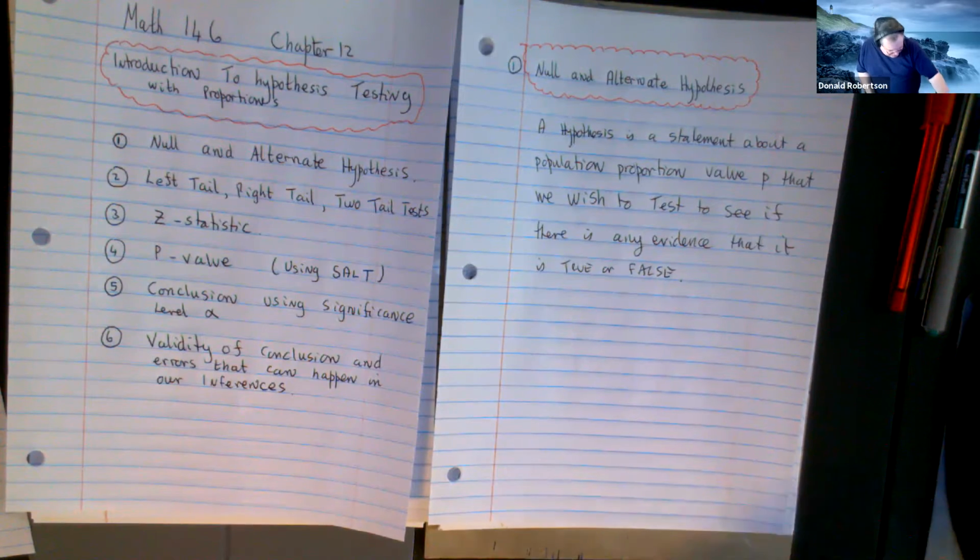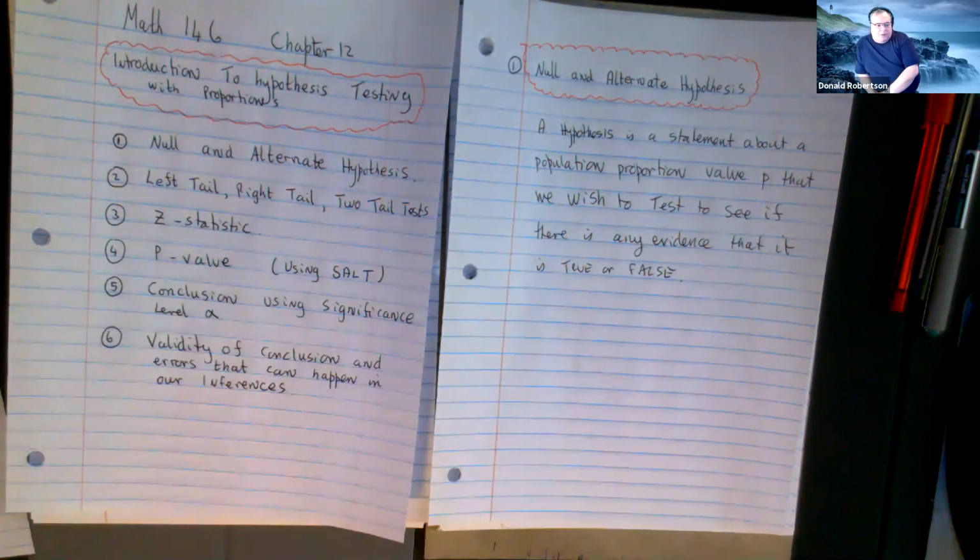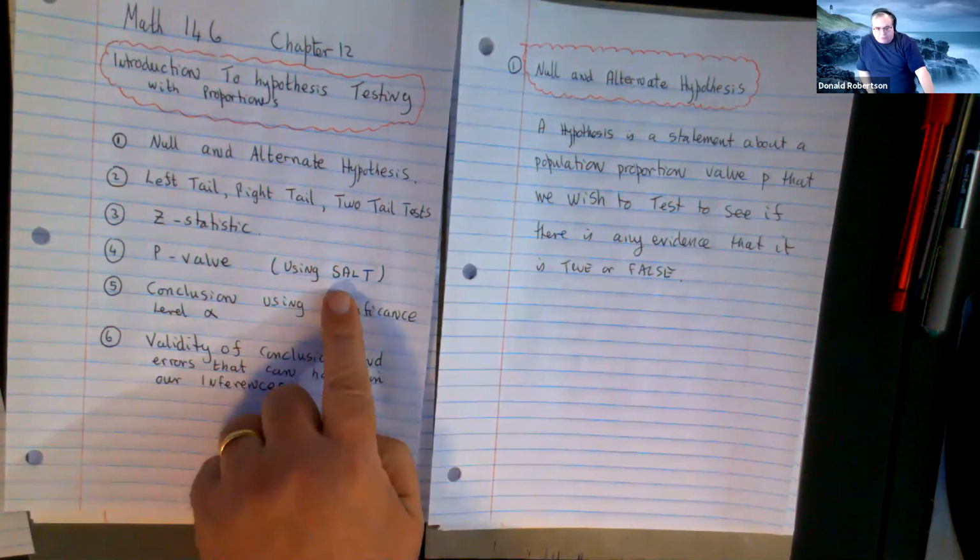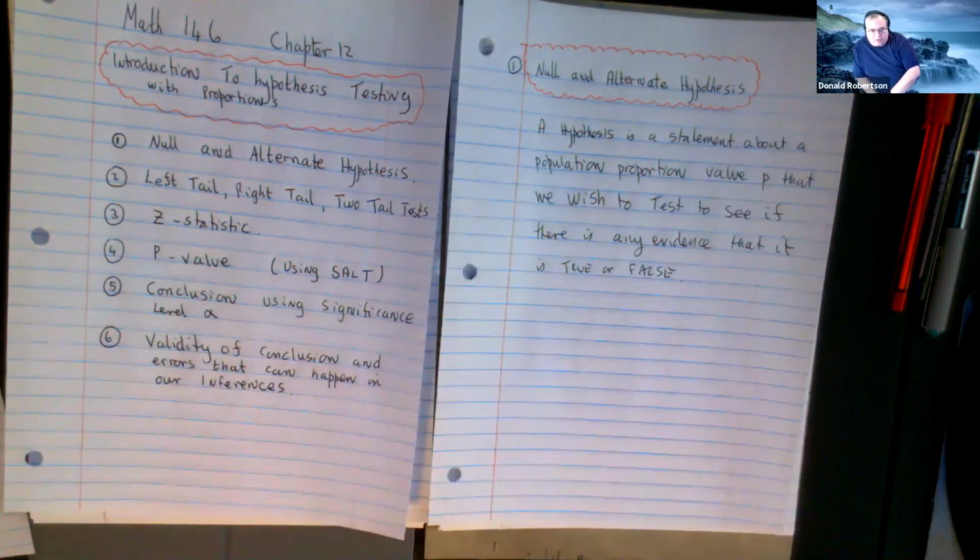So these are the main themes. We're going to look at what's called a null and alternate hypothesis. Then we're going to look at what are called left, right, and two-tailed tests. The Z statistic that is associated with a hypothesis test. A new guy you've never seen yet called a p-value. That is not the same as p equals. It's its own thing. It's called p-value, right? It's a new guy, very similar name. And we're going to show you, maybe not today, but eventually, how to calculate that p-value.